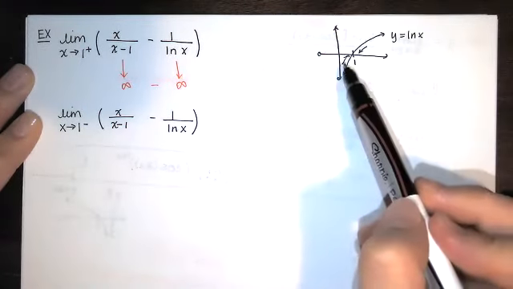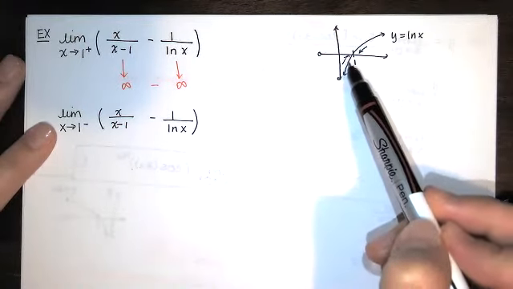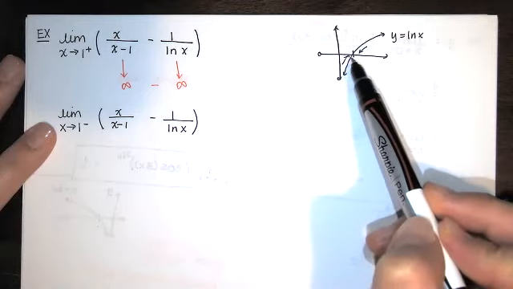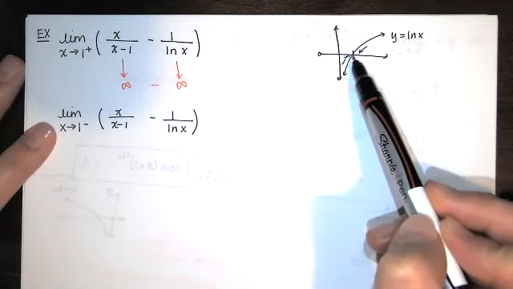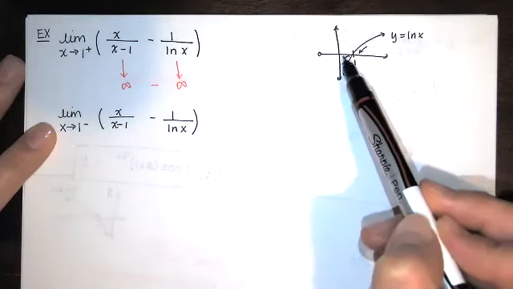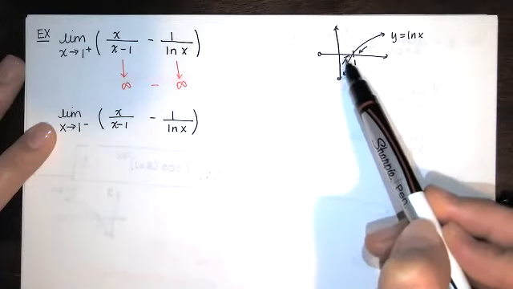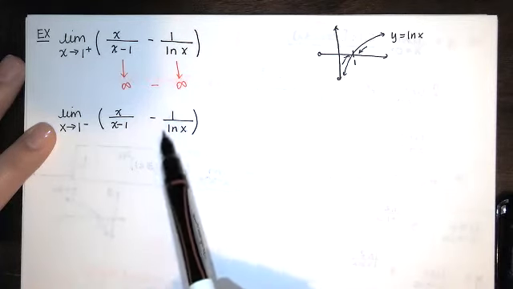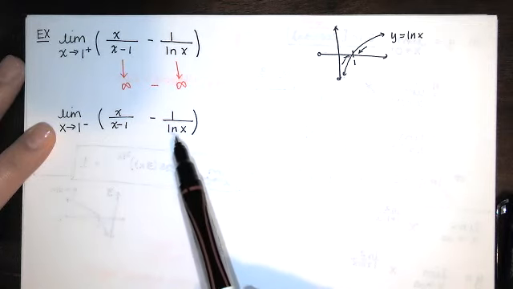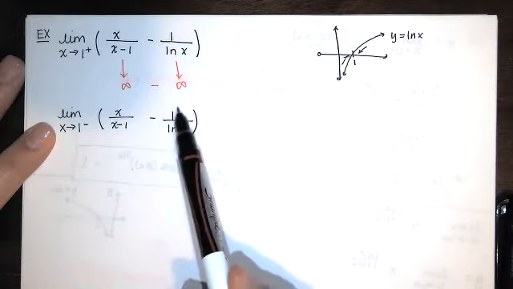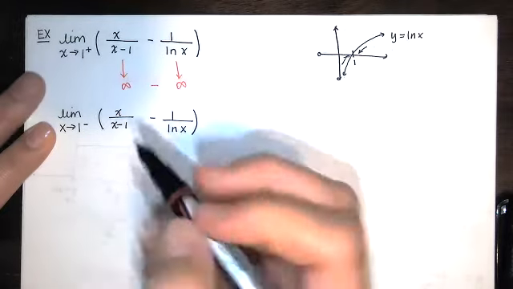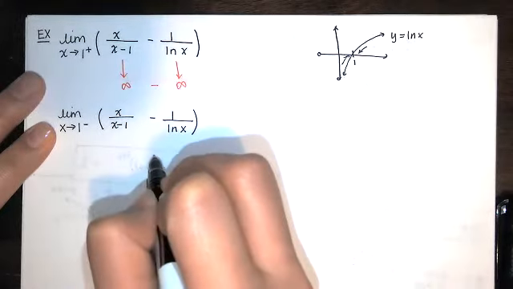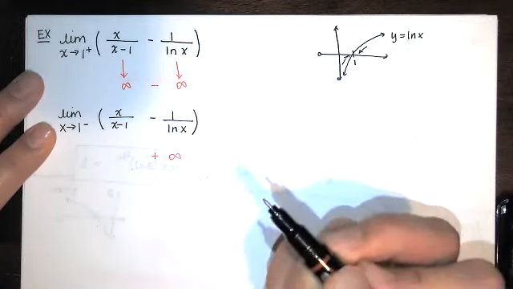Now from the left, as x approaches 1 from the left, the natural log of x approaches 0, but it's a tiny negative number. See, the y values are below that x-axis, so they're tiny negative y values. So this is 1 over a tiny negative number. 1 over a tiny negative number is a large negative number. So I've got a negative 1 times something that's going to negative infinity. So I'm subtracting negative infinity here. So it's like I'm adding infinity.